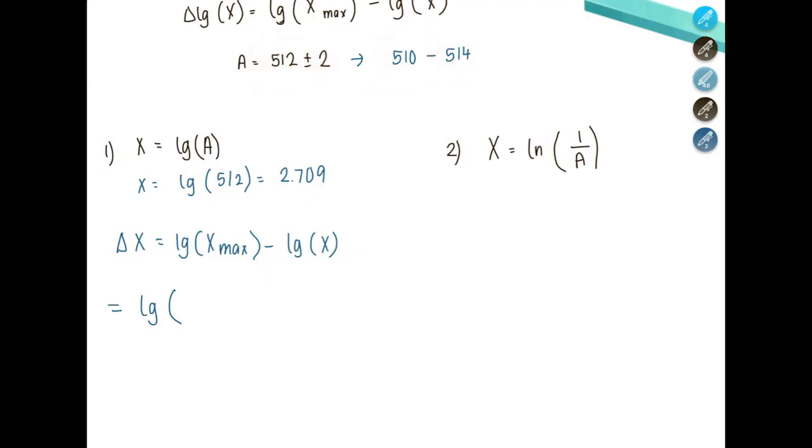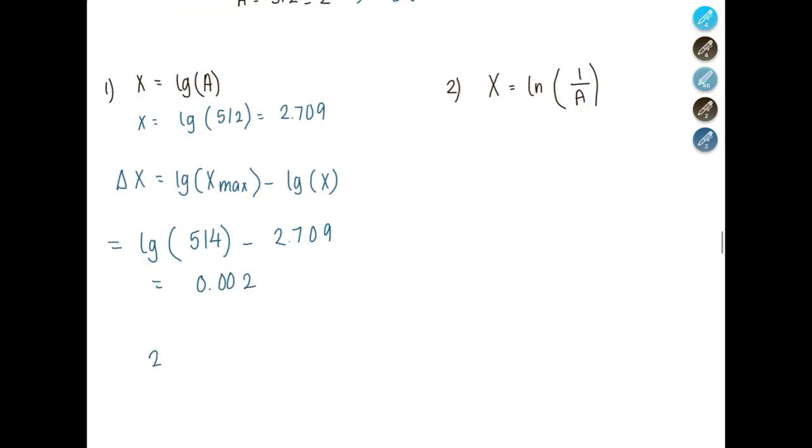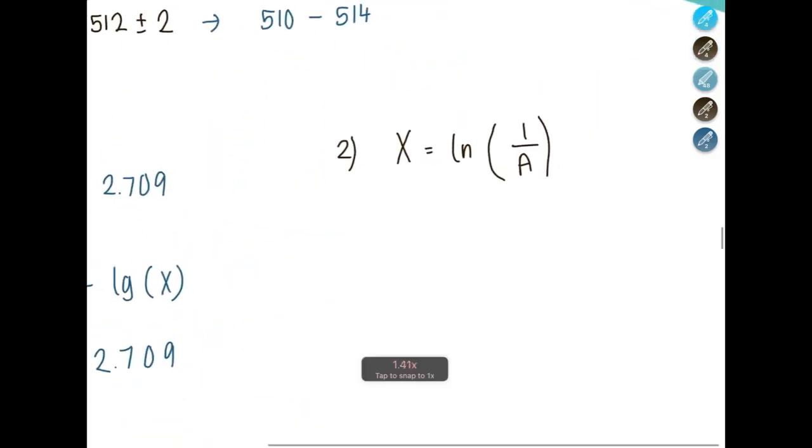So the maximum value is 514, minus logarithm of x, which is 2.709 already given here. So this is going to be 0.002. You can write this as 2.709 plus minus 0.002. 3 decimal points and 3 decimal points. So that's your value. Now what if you apply the same thing for ln?